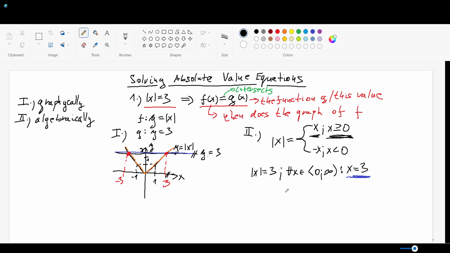Okay, the second one is for x from the interval negative infinity to 0, which would then mean that -x is equal to 3, which is of course if and only if x is equal to -3. So this is our next solution, and as you can see, algebraically we really found the same results as we did graphically.